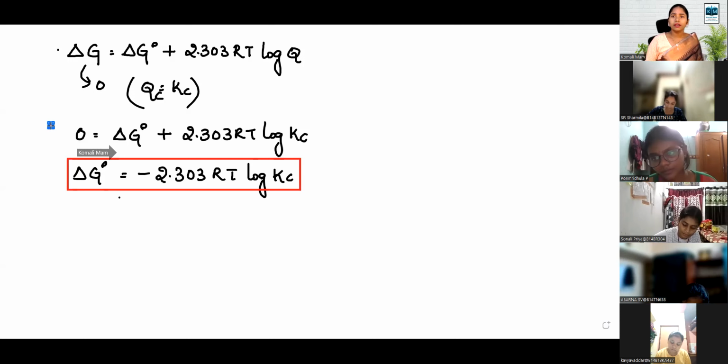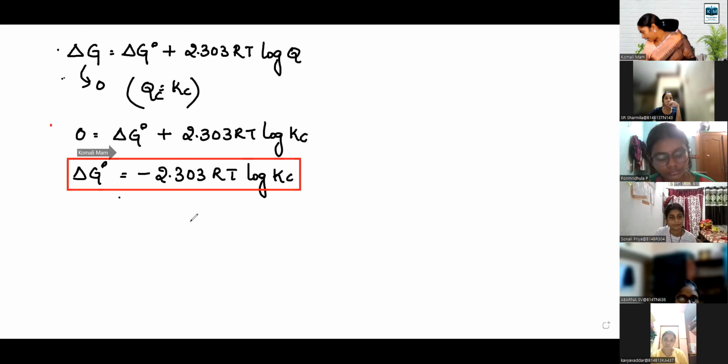Clear? Got it? Okay, fine. We all came to know the formula, right? Done. Now, let us see. Delta G naught is equal to, what is the formula you got? Minus 2.303 RT log Kc.